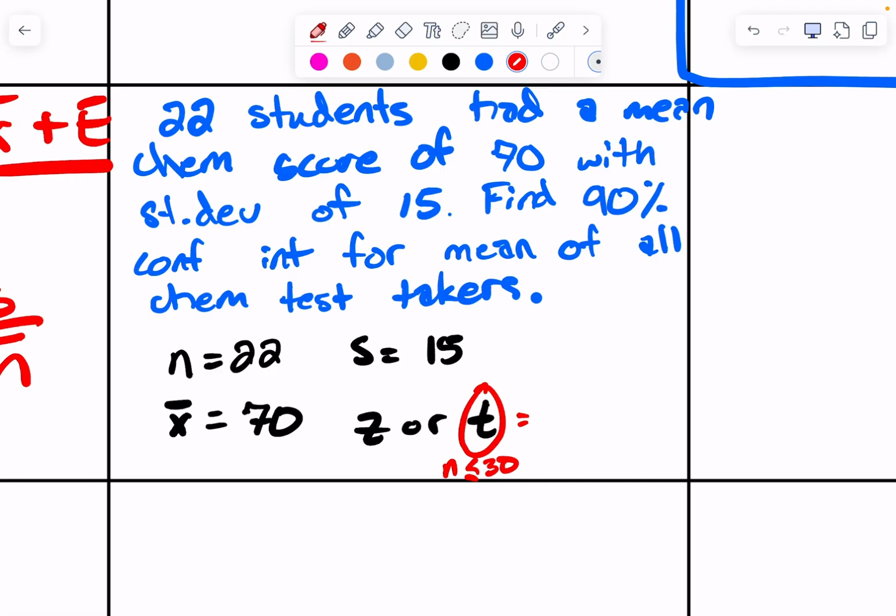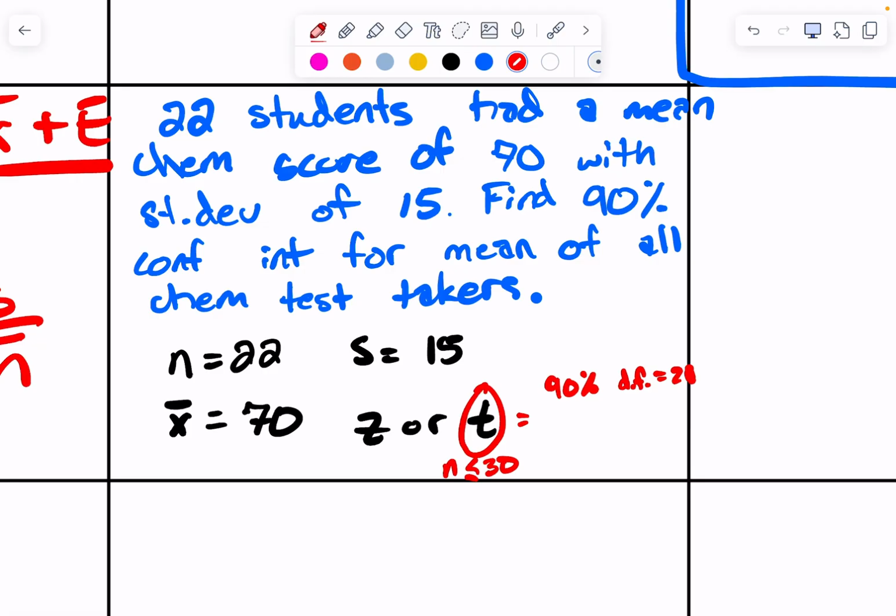All right, so we are looking up 90% at how many degrees of freedom? 21 degrees of freedom. And we're on the T chart because we have 22 students. We need to be on the T chart, and the T chart is the chi chart, but the other side. Chi chart, T chart. T chart is the three things.